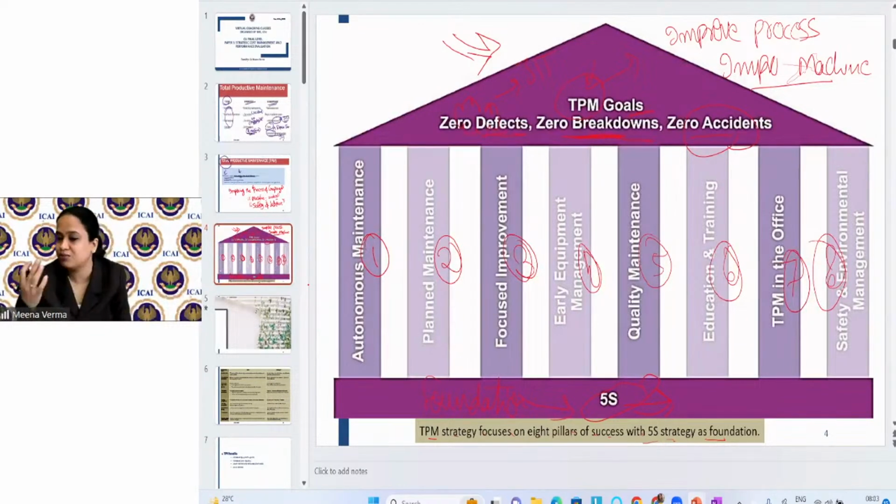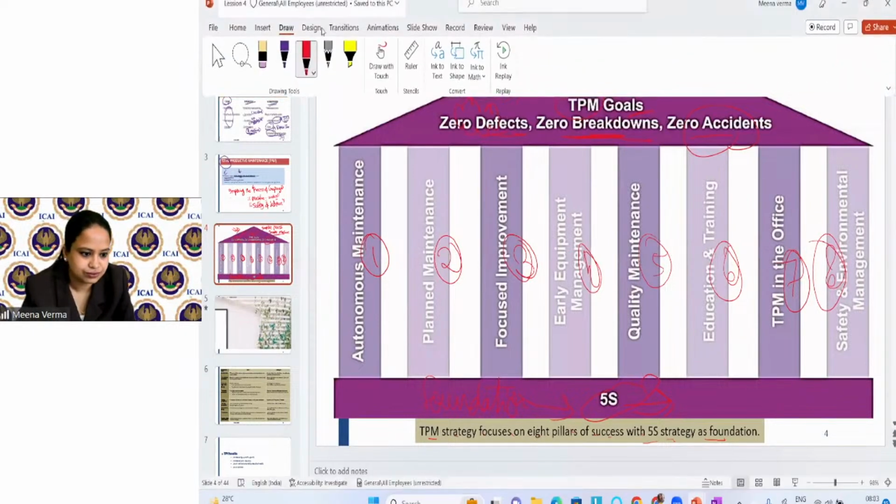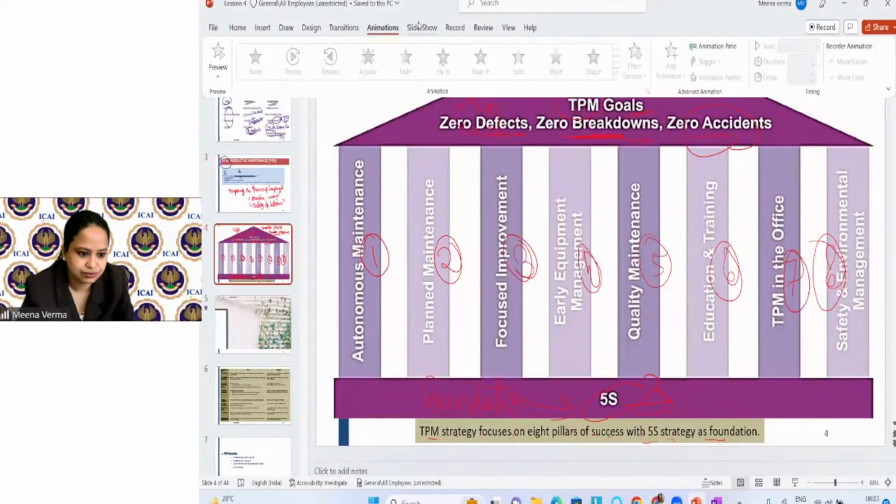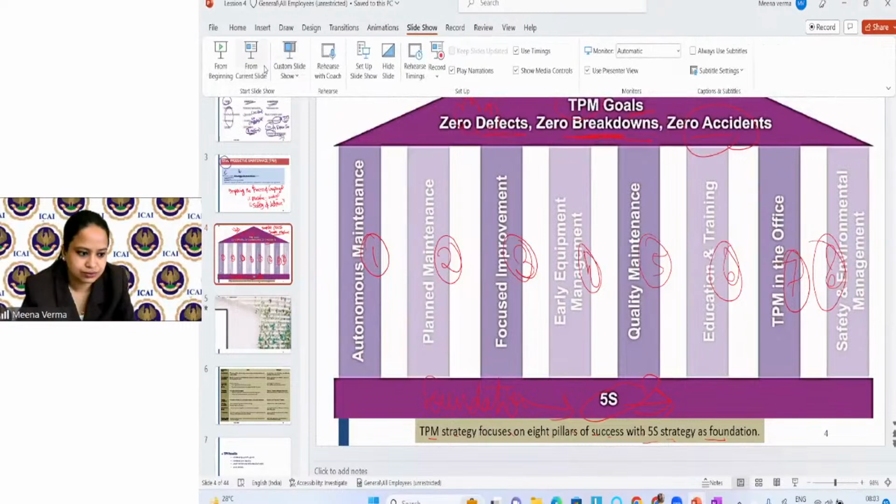They're focusing on everything. They're focusing on their employee. Humans are important, right? So the point is that they're focusing on everything. They're focusing on their way of producing the goods. They're focusing on their materials. They're focusing on their labor, everything. So this is what total productive maintenance is.